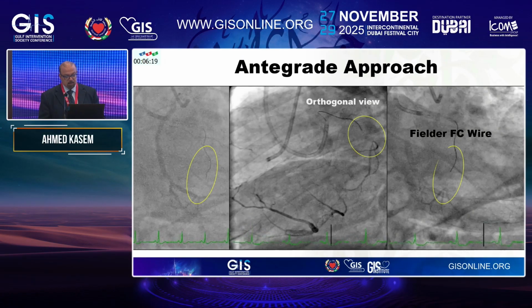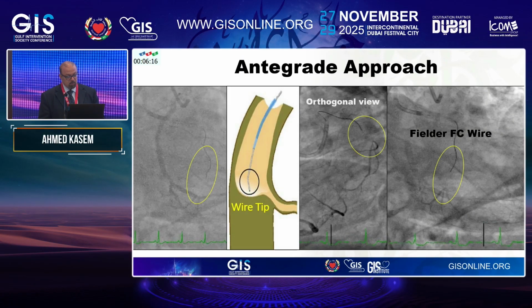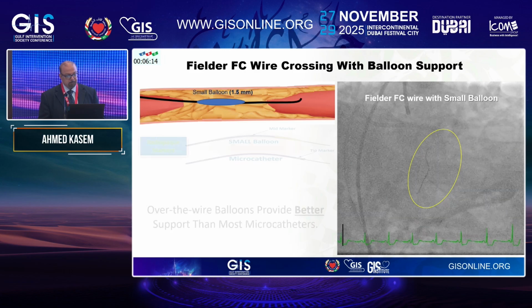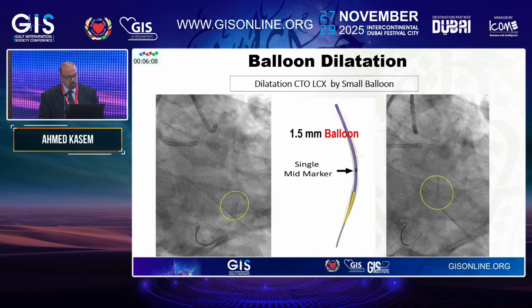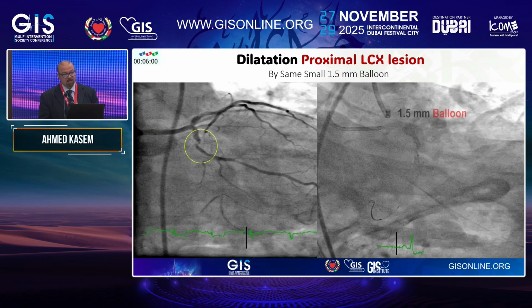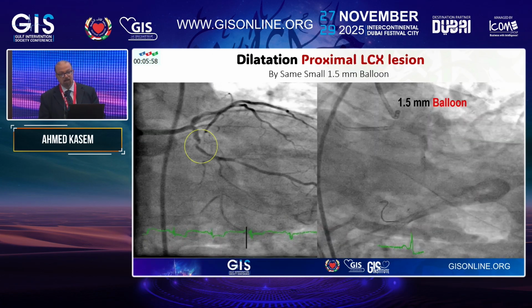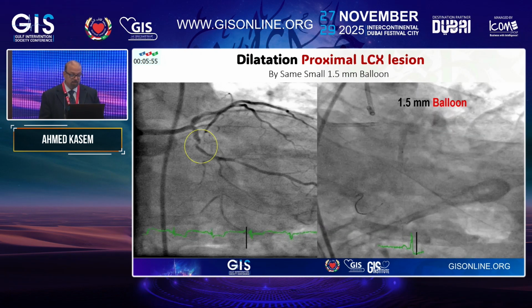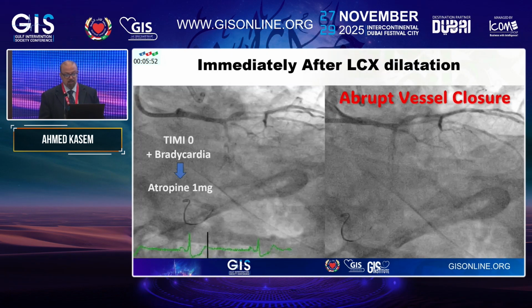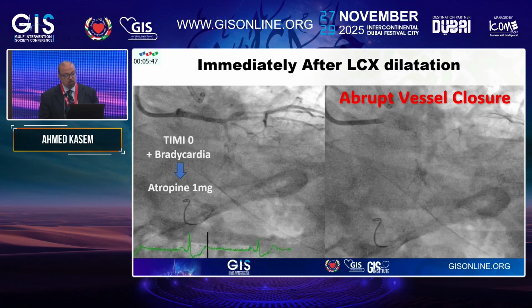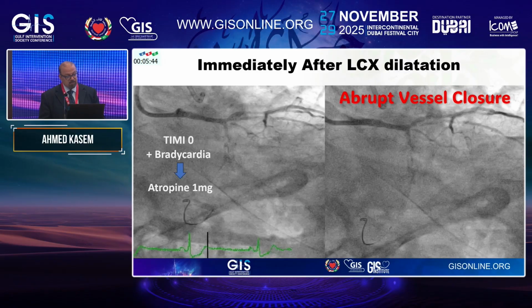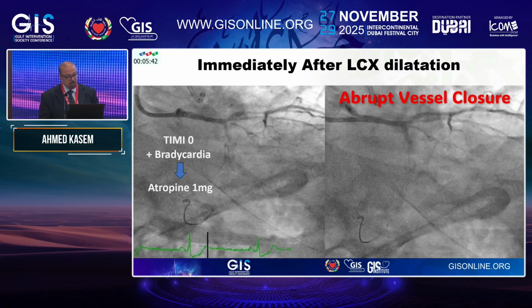I'm using an antegrade approach with a Fielder FC wire with small balloon support, a 1.5 balloon. I successfully crossed the lesion with this balloon and started to dilate the CTO segment. And I decided to use the same balloon to dilate this very tight lesion proximal to the CTO segment. And this is after using the balloon. There is abrupt vessel closure with hematoma in this proximal segment and loss of the OM branch, which is very big, without any wire protection in the OM branch.